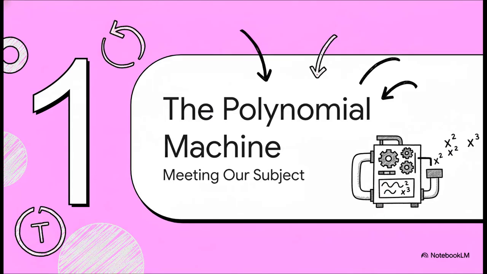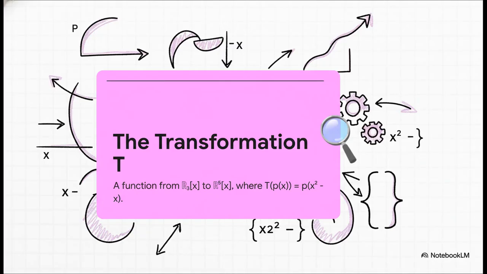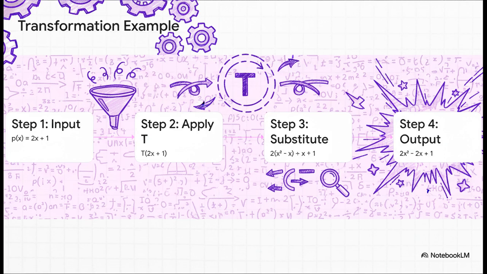All right, first up, let's meet the star of our show, this transformation we're calling T. You can really think of it like a machine. It has one very specific job. But what exactly does it do to the polynomials we feed into it? So here it is, the one crucial rule. T takes any polynomial you give it, as long as its degree is 2 or less, and it finds every single x and swaps it out for the expression x squared minus x. It's a pretty simple substitution rule, but as we're about to see, this one little rule creates some really interesting and complex results.